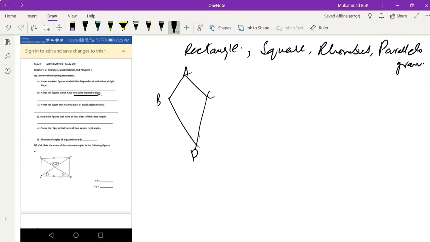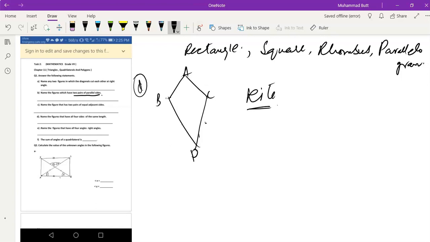We are doing part D. A, B, C and D. AB is equal in length to AC, and the adjacent side of BD is CD, and these two are equal in length. So the answer of part D is kite.